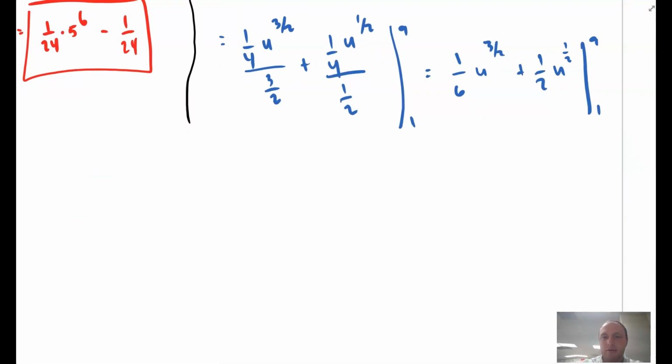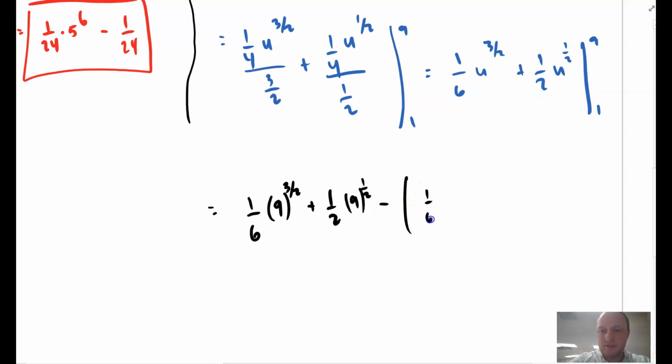So we get 1/6 times 9 to the power of 3/2 plus 1/2 of 9 to the power of 1/2. Okay, and I'm going to subtract all of this: 1/6 times 1 to the power of 3/2 plus 1/2 times 1 to the power of 1/2.